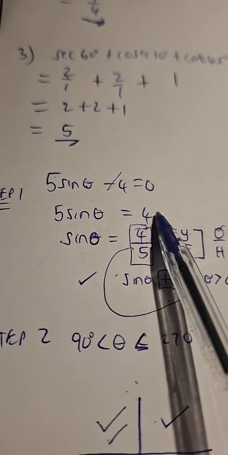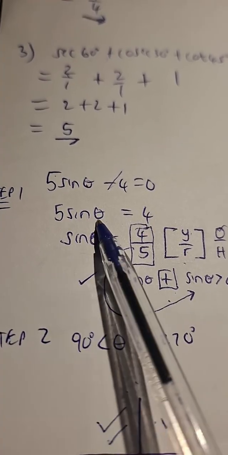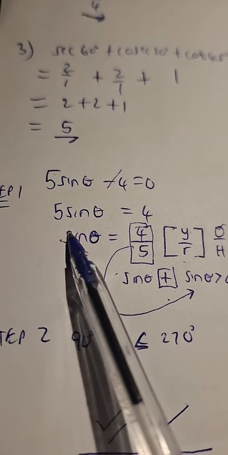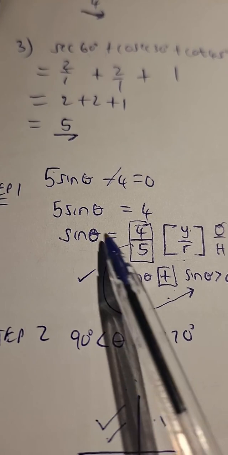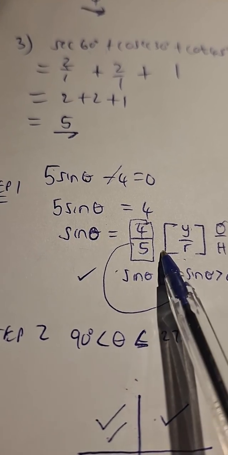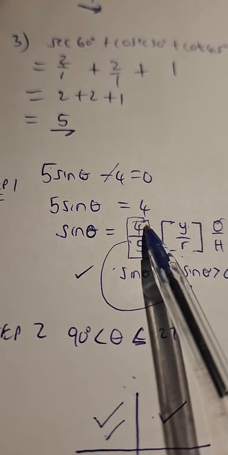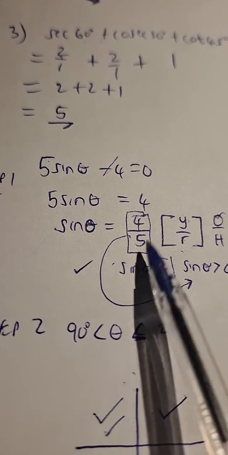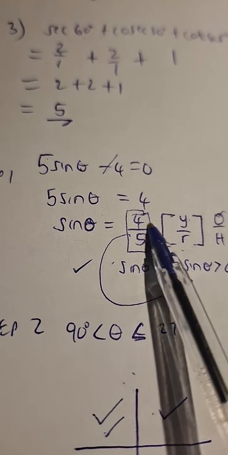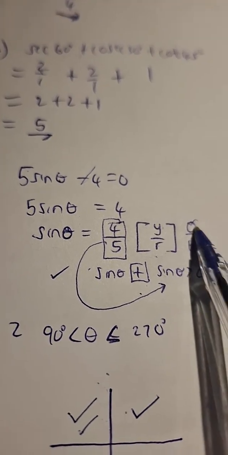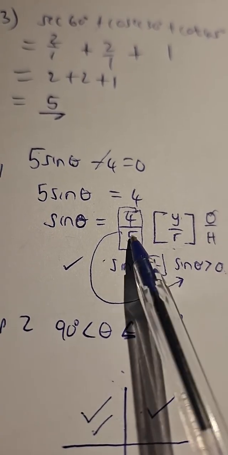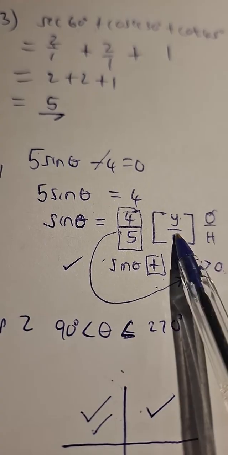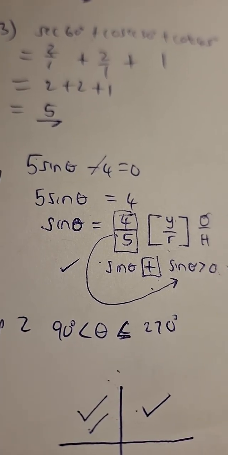We then divide both sides. Because 5 is multiplied to sine, you must divide by this 5. What you do on the left, you do on the right. So the 5 is gone here. You have 4 over 5 here. What is this? It's a ratio. What is at the top? It is y, which is the opposite side. What is in the denominator? It is 5. It is r, the hypotenuse.